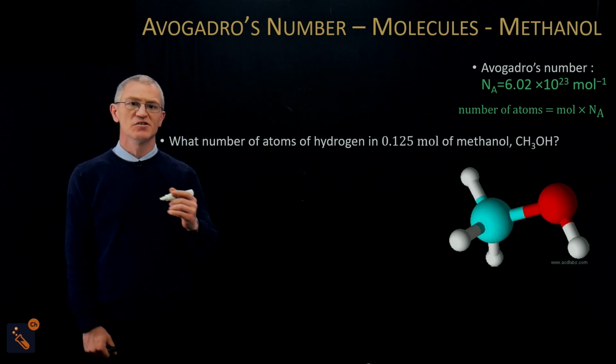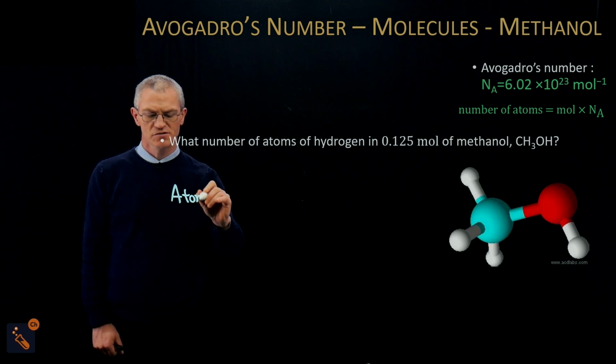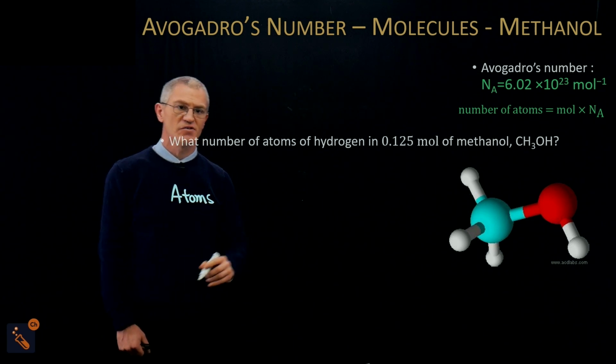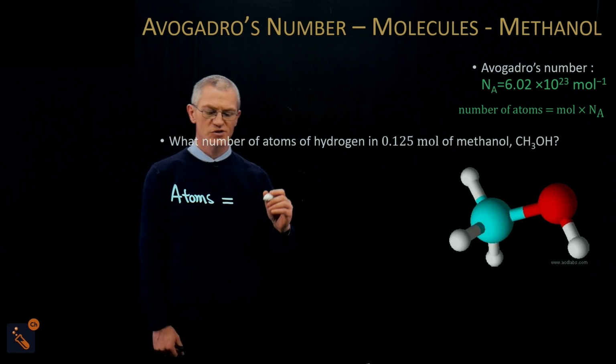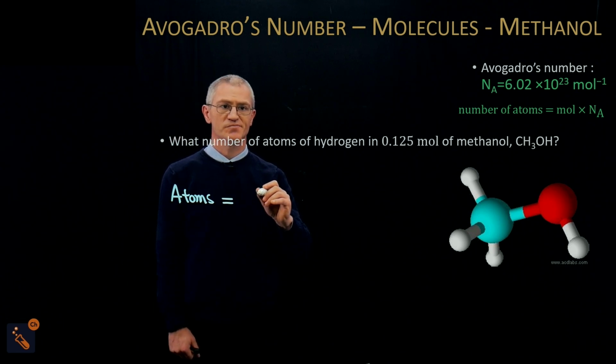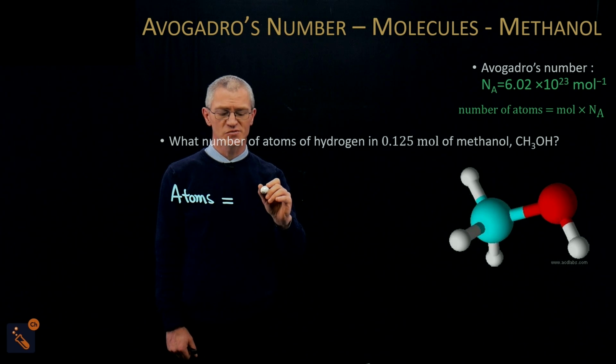So if we want to know the atoms of hydrogen, let's write out our atoms. We've got our atoms, and again, we can do it with our 6.02 times 10 to the 23. You can do it in a slightly different way, it's all the same maths. Let's try it this time and say, okay, how many moles do we have? Well, we have 0.125.